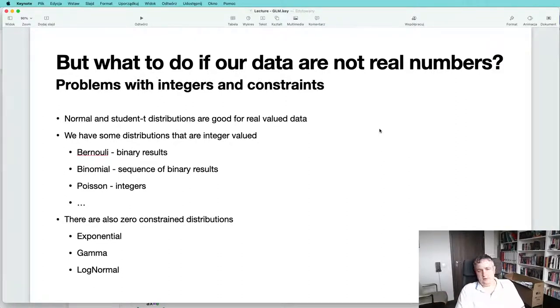And even if we have real numbers, those numbers can be constrained. For example, they can be constrained by zero. So they are constrained, like, for example, the exponential distribution, which is often used for representation of waiting times, or times until a certain event happens. Of course, because it's a representation of time, they cannot be less than zero. So again, these zero-constrained distributions are a problematic situation because we cannot represent them otherwise. The same situation with the gamma distribution, which is also considered from zero, or the log-normal distribution.